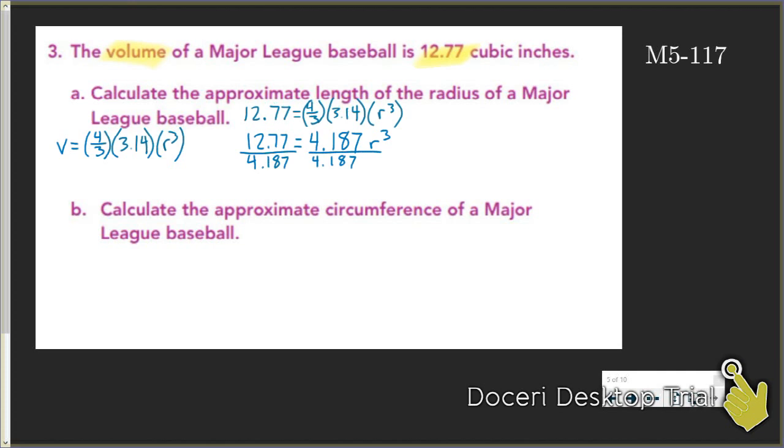And when I do that, I get an answer of 3 and 5 hundredths, and that is equal to my radius cubed. And now I know the only step left is getting that radius to just be r instead of r cubed, and we know the opposite of cubing something is cube rooting something, so we are going to end up having to cube root, not square root. That's the square root sign, but with a 3 in the left corner.